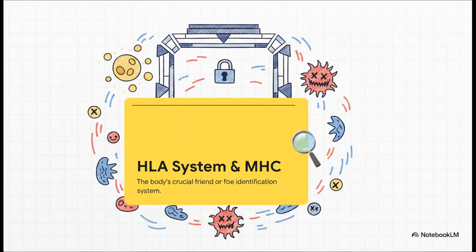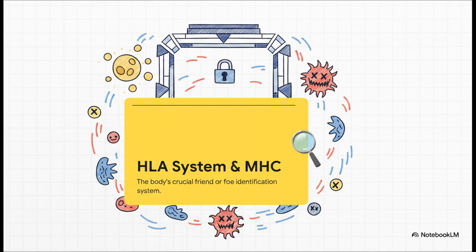Now, right at the center of this defense network is the HLA system and the Major Histocompatibility Complex, or MHC. Think of this as the body's ultimate security checkpoint. Basically, every single one of your cells has a unique molecular barcode right on its surface. The MHC is this complex mechanism that allows your immune system's patrol cells to scan that barcode and make a split-second determination. Are you friend or are you foe?